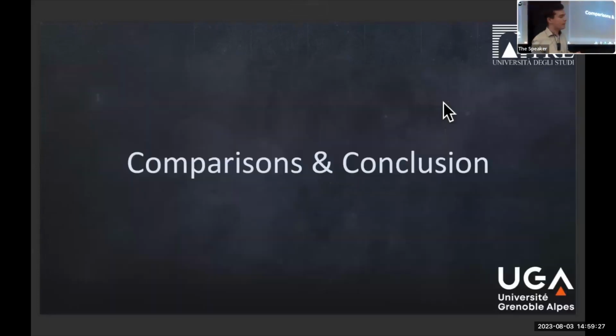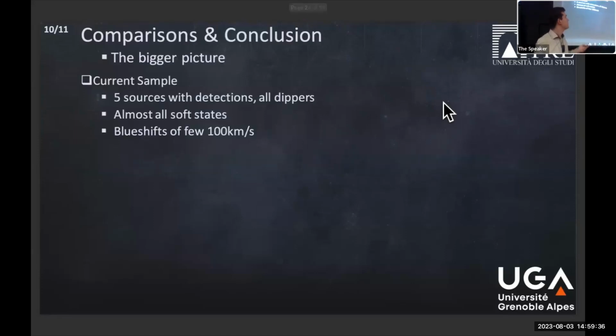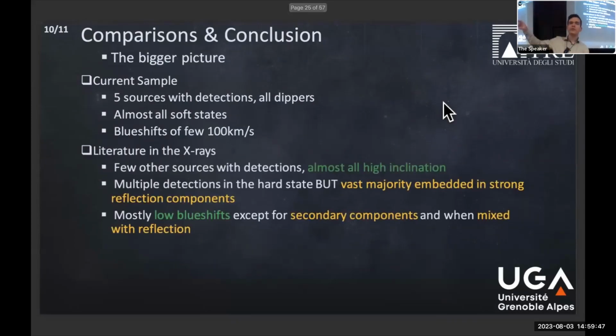I'm going to start concluding very early because I want to try to give you a bit of an overview of the whole, let's say, multi-wavelength and literature view of things, not just what I'm saying. So what I'm saying is that we have 5 sources of detections. All of them are highly inclined. Almost all the detections are in the soft state, except for non-standard states. And the blue shifts are there, but very low. If you look at the rest of the literature in X-ray, especially in the last few years, you still have the vast majority of sources with detections being highly inclined, except for 1 or 2, I would say. But the hard state to soft state dichotomy is completely gone.